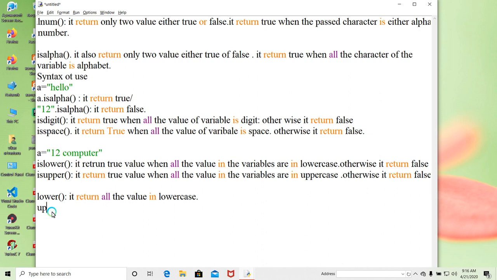So here also we have upper. It returns all the values in uppercase, and in the bracket I will write only alphabet. Why? Because only alphabets have upper and small, upper meaning capital letter and small letter. Is it possible for a digit? Does a digit also have a capital and small? No possibility, right? That's why I've written here only alphabet.